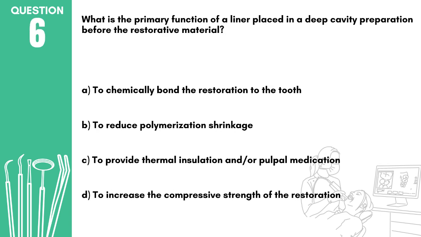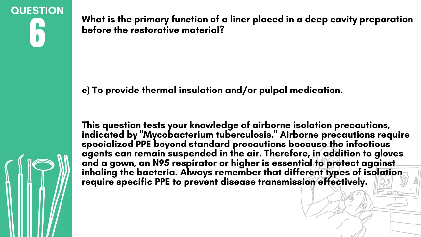Question 6. What is the primary function of a liner placed in a deep cavity preparation before the restorative material? A. To chemically bond the restoration to the tooth. B. To reduce polymerization shrinkage. C. To provide thermal insulation and/or pulpal medication. D. To increase the compressive strength of the restoration. Answer: C. To provide thermal insulation and/or pulpal medication.